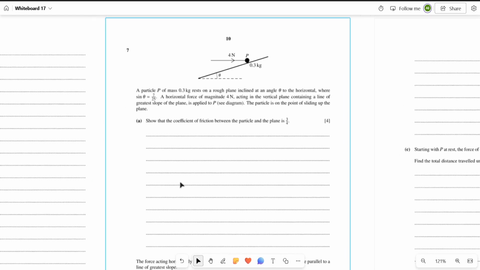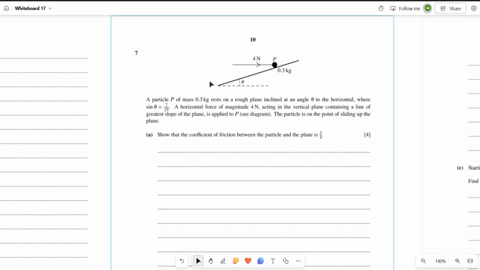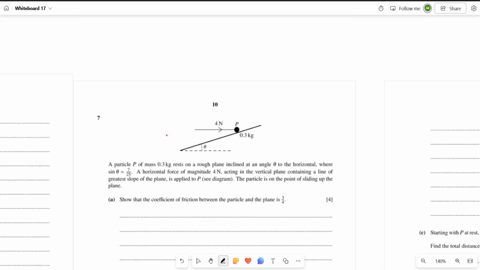So let's start by reading the question. It says a particle P of mass 0.3 kilogram rests on a rough plane. The word rough tells me there's friction. It's inclined at an angle theta to the horizontal, where sine theta is 7 over 25. Okay, this is interesting.